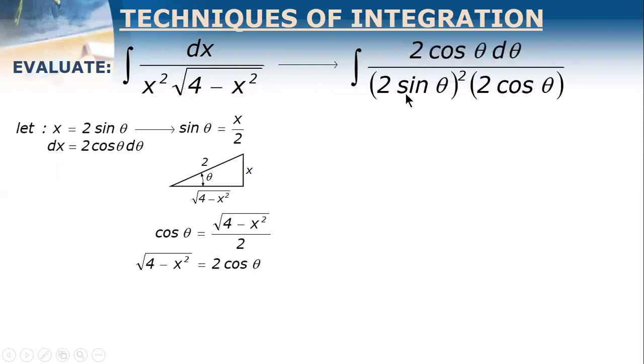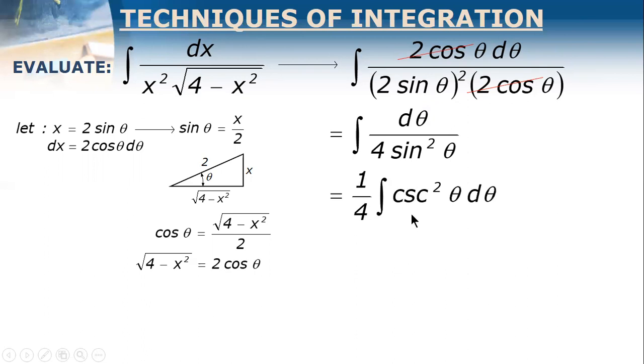Dx is 2 cosine theta d theta, this one is x squared, and then square root of 4 minus x squared is 2 cosine theta. And we'll cancel factors. 2 cosine theta and 2 cosine theta cancel out. So the result is 1 over 4 sine squared theta. But sine squared theta is what, the reciprocal of sine? Cosecant. So this will result to 1/4 integral of cosecant squared theta d theta.